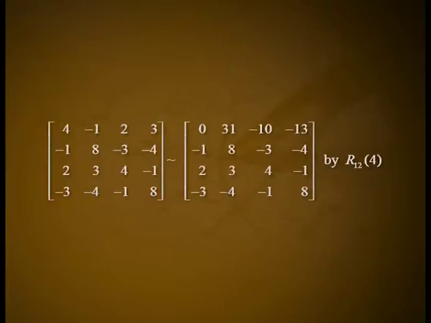by R1 2 4. The corresponding elementary matrix E124 is obtained from the identity matrix [1 0 0 0; 0 1 0 0; 0 0 1 0; 0 0 0 1] by adding to the elements of the first row 4 times the corresponding elements of the second row, and is given by E124 is equal to [1 4 0 0; 0 1 0 0; 0 0 1 0; 0 0 0 1].